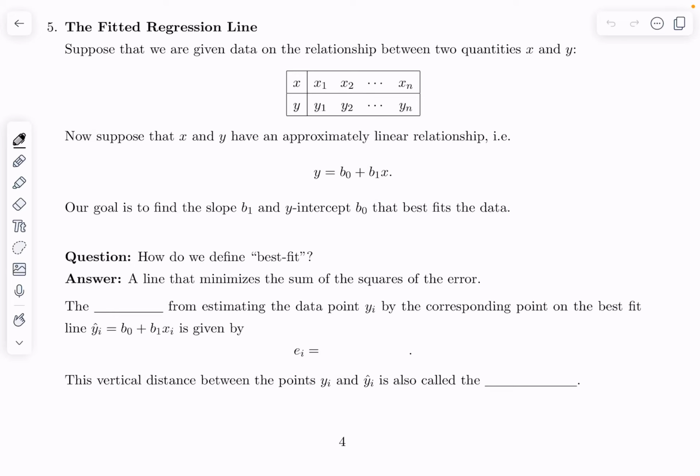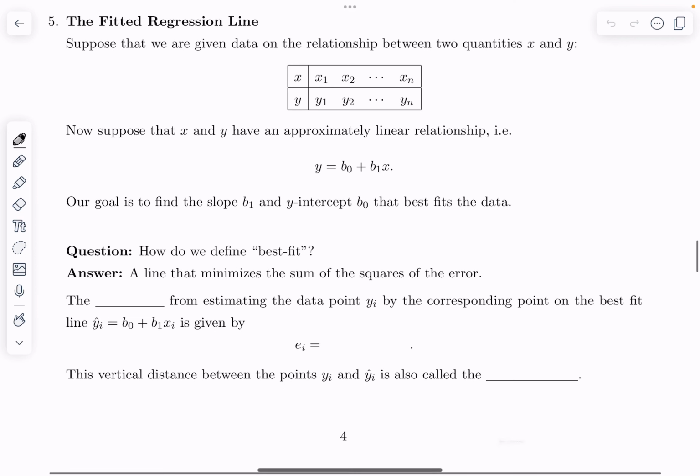We will now investigate how to find a best fit line between data sets X and Y. So suppose that we are given data on the relationship between two quantities X and Y. So what we have are pairs of data points, X1 and Y1, X2 and Y2, all the way down to Xn and Yn. And suppose that X and Y have an approximately linear relationship, meaning that Y is equal to B0 plus B1 X.